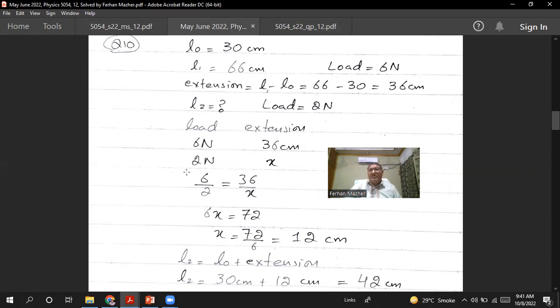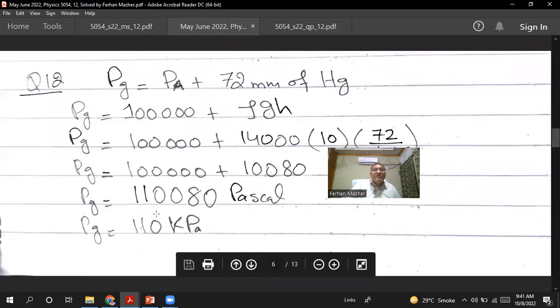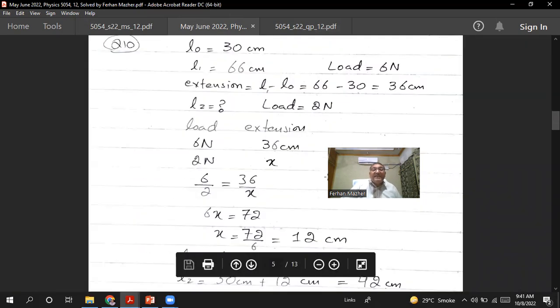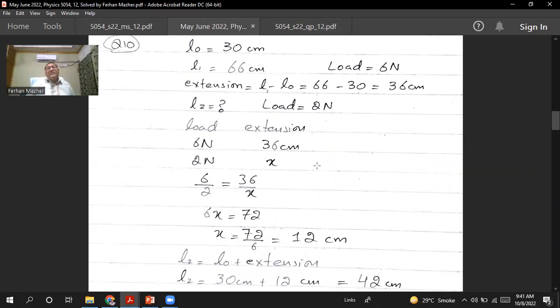I will use this proportion method. Load and extension: when the load is 6 newton, the extension is 36 centimeter. And when the load is 2 newton, the extension will be x. So I will write 6 by 2 equals 36 by x. Cross multiply: 6x is equal to 72. So x will be equal to 72 divided by 6, and that will be 12 centimeters. So the extension will be 12 centimeters.